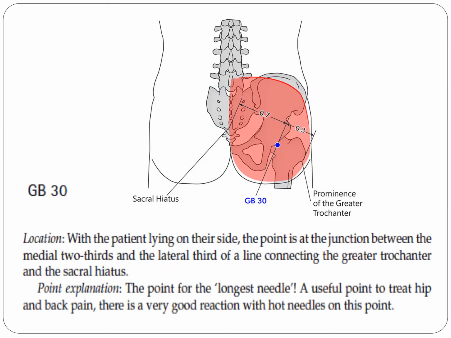This point is called the point for the longest needle. As we can observe, it is located in the buttocks, so this point is quite deep. That's why needling this point may be around 2 to 3 chun perpendicular. It is a useful point to treat hip and back pain, and there is a very good reaction with hot needles on this point.